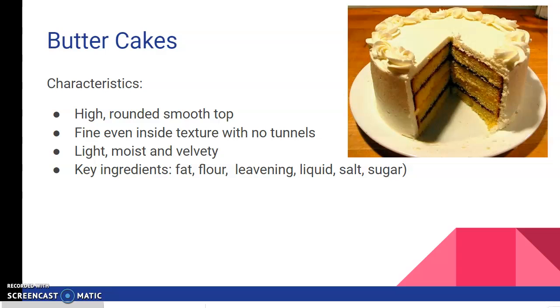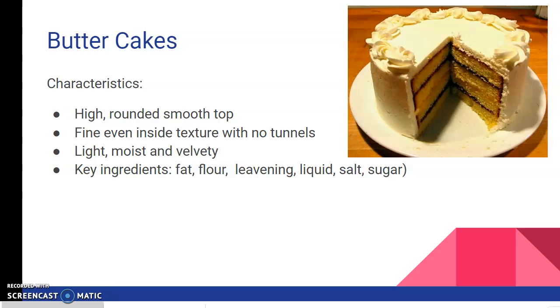So when I say fat, that is the form of shortening that is used in the butter cakes or the shortened cakes. And this could be butter, margarine, or oil, and this gives the cake its tenderness. Flour, of course, forms the framework or structure of the cake. And then there's the leavening, which I mentioned earlier with shortened cakes is either baking powder or baking soda, or it could be both. And it's used to give rise and lightness to the cake.